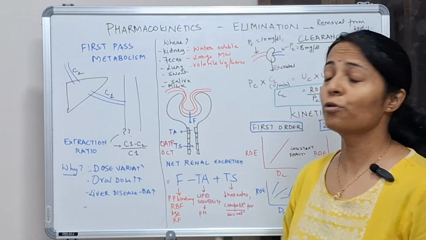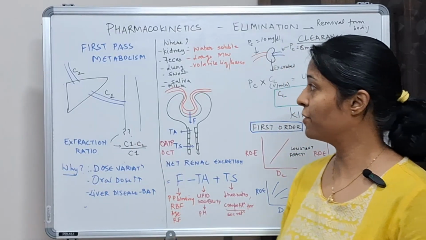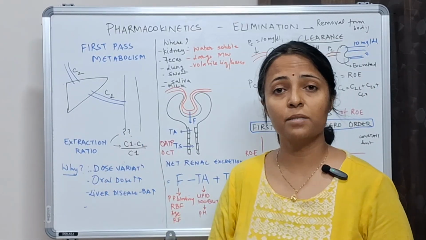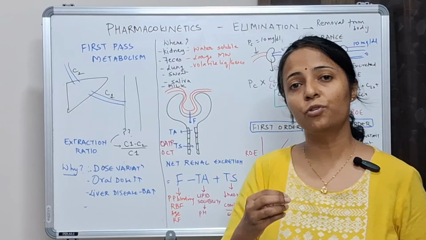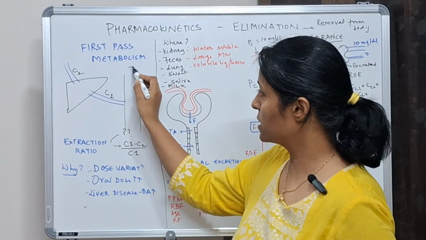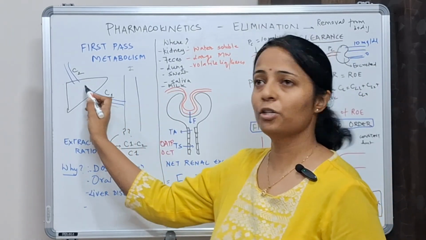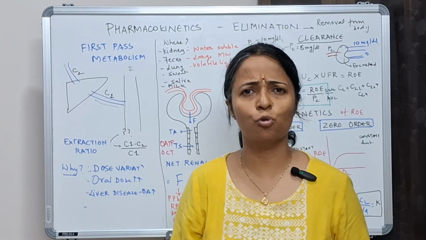So this aspect of first pass metabolism we have not covered in the previous video, so just let me finish this. What is this first pass metabolism? When you give the drug orally, it is absorbed in the intestine. Say suppose this is the intestine, it is absorbed in the GIT and then via portal circulation it enters into the liver. So that is normal physiology.